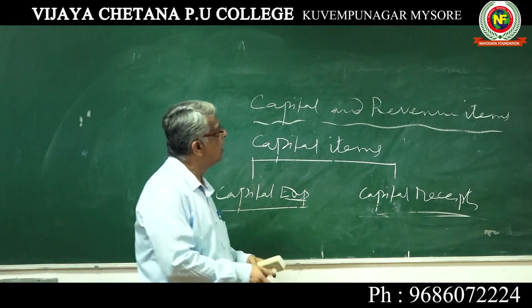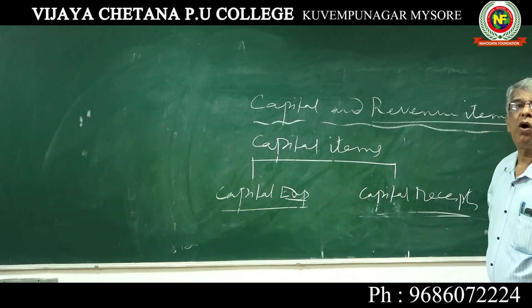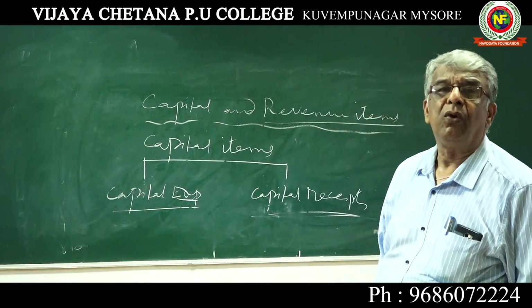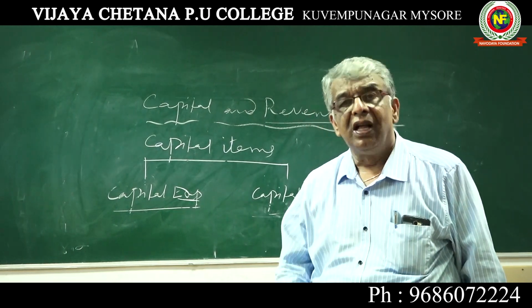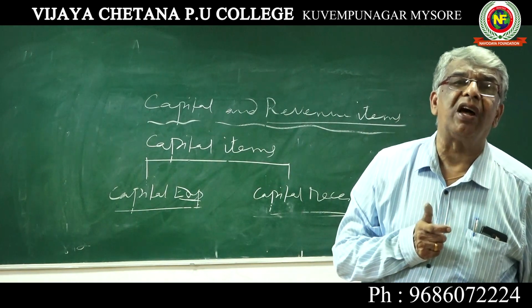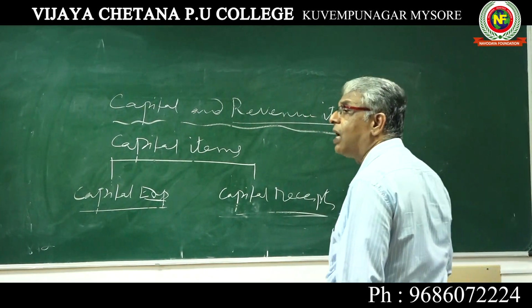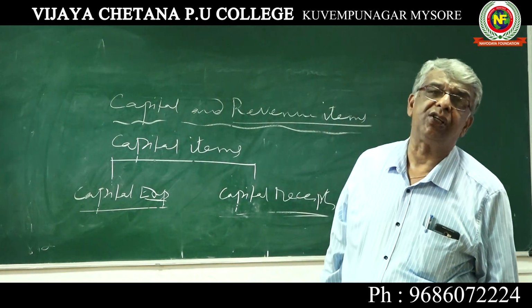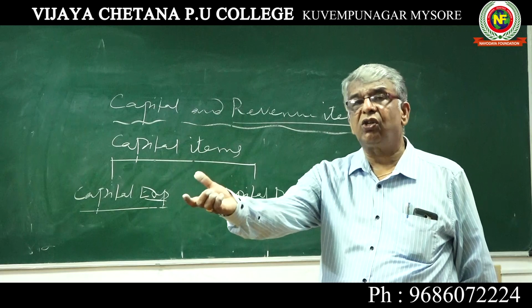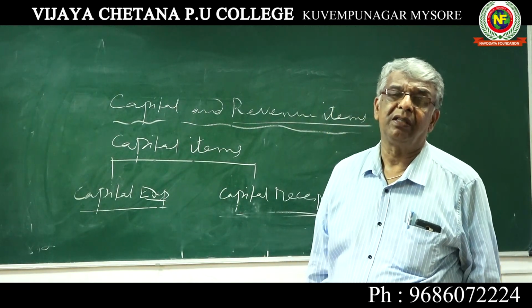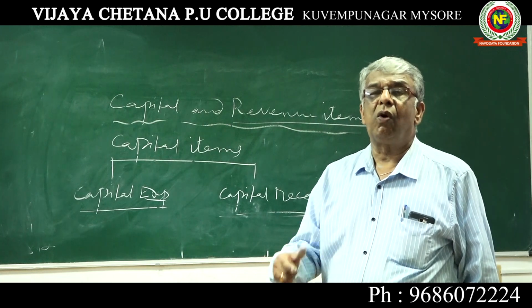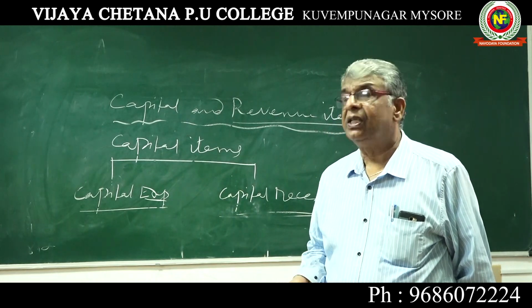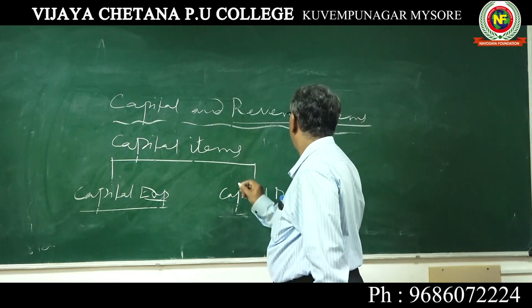Now I would like to take up revenue items. What are revenue items? Revenue items are those items which are recurring in nature, which are repetitive in nature, the payment or receipt of which arises frequently by a non-profit organization. For example, fees received by an educational institution, salary paid, rent paid, printing and stationery purchased. These are all considered as revenue items.